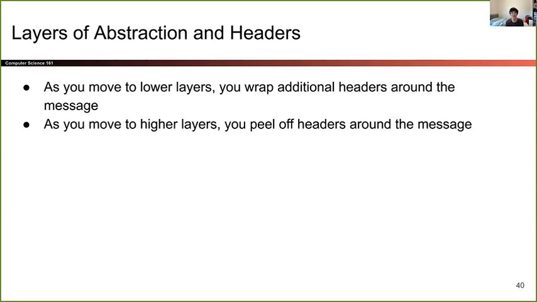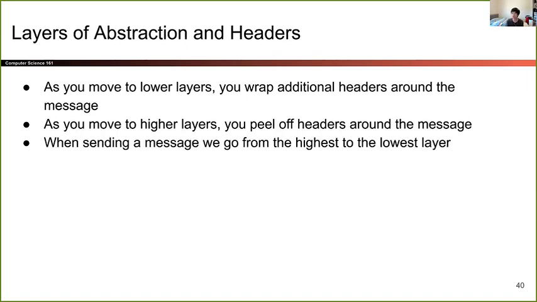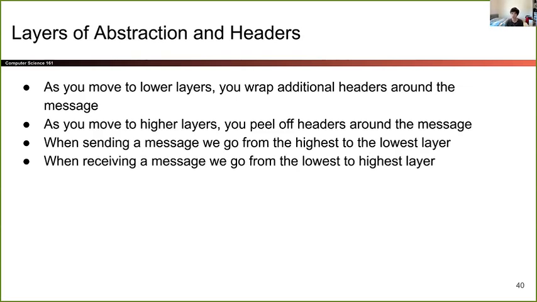Likewise, as we go to higher layers, we're going to peel off the headers because we don't need them anymore, and then we pass them to the upper layers. So when we send a message, we go from the top down, and then when someone receives a message, they need to go from the lowest back up to the highest layer.